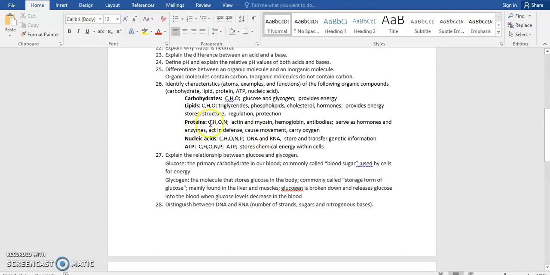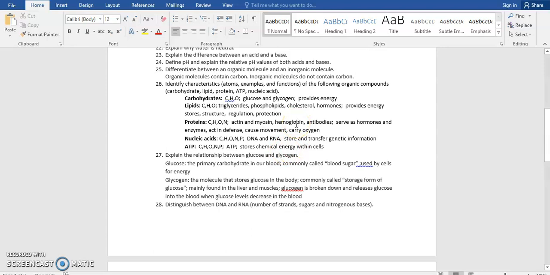So actin and myosin are two examples of proteins that you should be familiar with. I put those in there because you will learn a lot about the role actin and myosin have in skeletal muscle contraction. So actin and myosin are two proteins within our body.